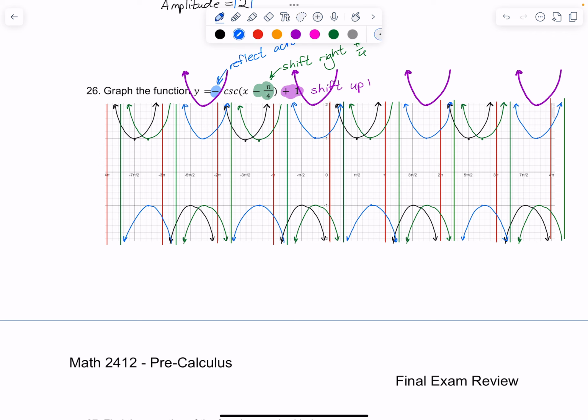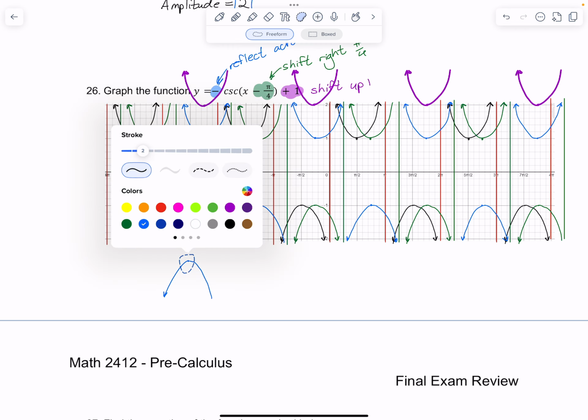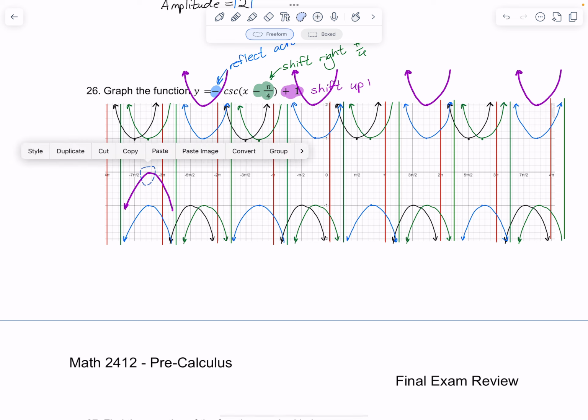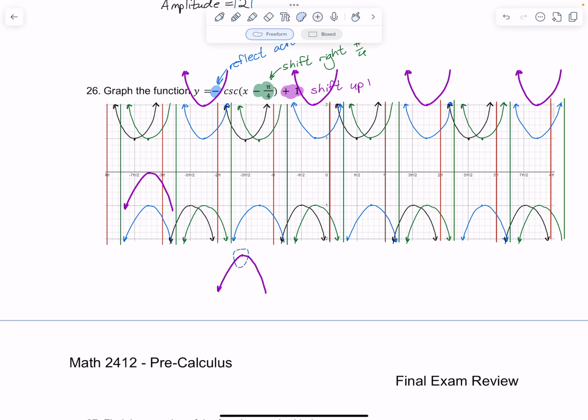And then down below, do the same thing. Just I'm going to make it purple and bigger. That is also shifted up one. Shifted up one. Shifted up one. And the purple graph should be it.